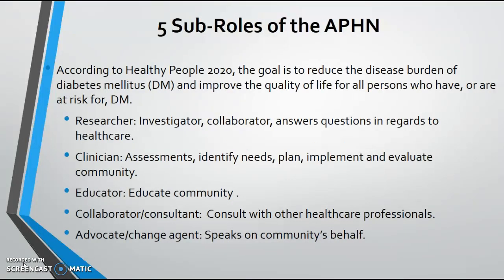The Advanced Population Health Nurse, the 5 roles. According to Healthy People 2020, the goal is to reduce the burden of diabetes mellitus and improve the quality of life for all individuals who are at risk for diabetes. The researcher. This person is the investigator, they're a collaborator. They answer questions in regards to healthcare. They do multiple researches on diabetes.